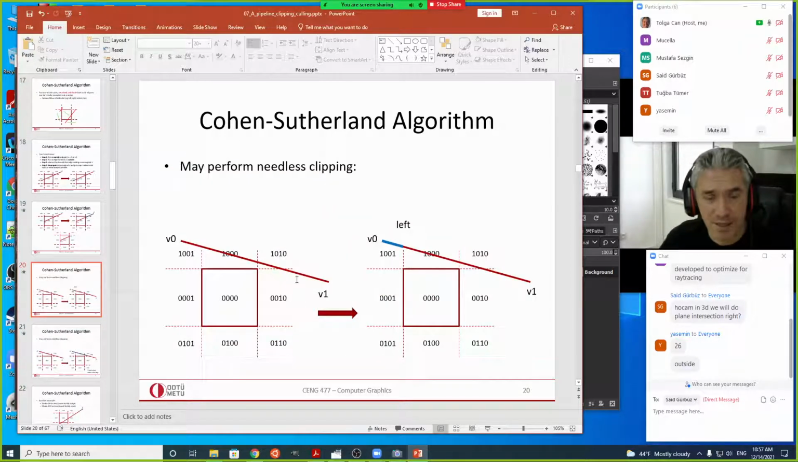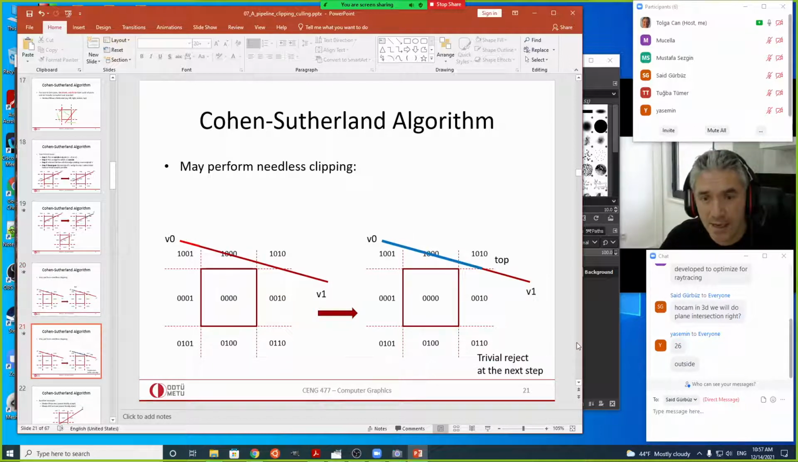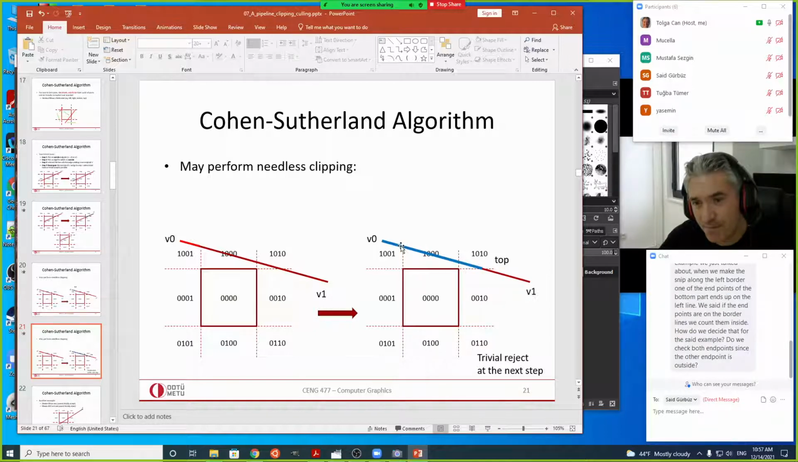There's another example here, where we may need to perform needless clipping. v0 and v1 are both outside. We pick v0 and we clip it against the left, as the order suggests. We clip it against the left, and we are left with this v0 prime. Then we again get v0, which is still outside, and now we clip it against the top boundary. So we had to clip v0 twice, first against the left boundary and then against the top boundary.